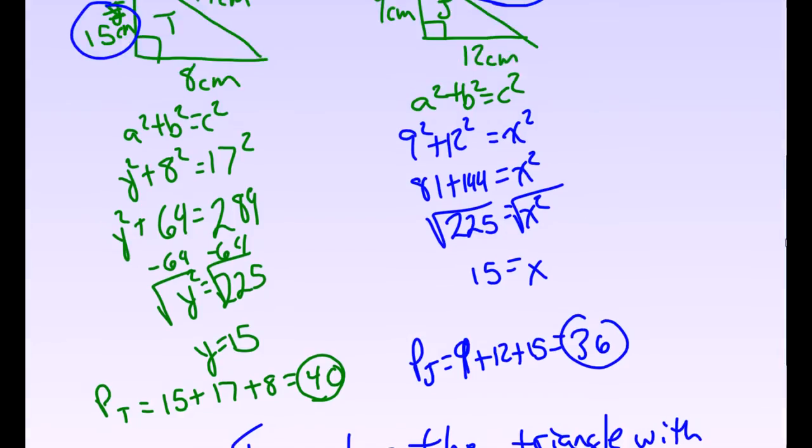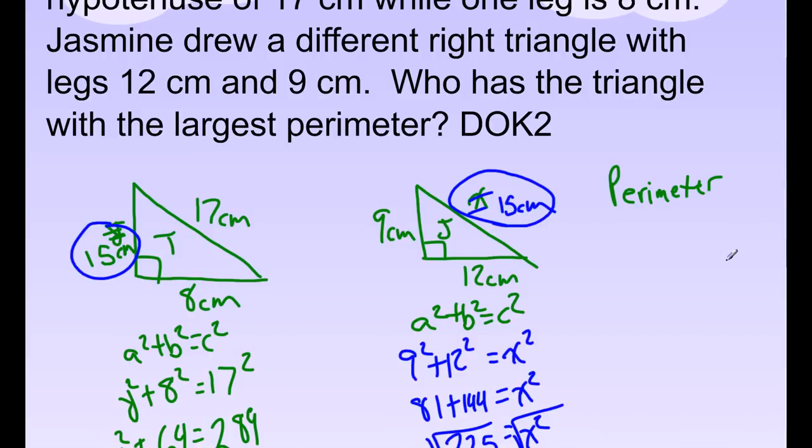So that was a depth of knowledge 2. It was not just as simple as, oh, find the missing side. It was find the missing side of the triangle, but then I want you to do a little bit more with it.